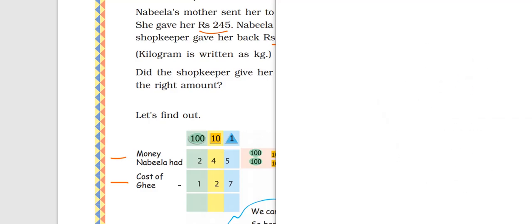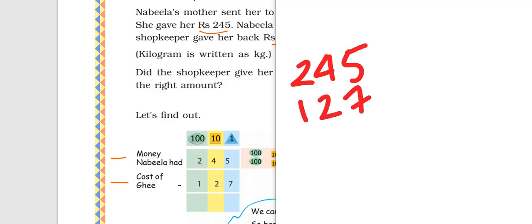Okay. You have 245 minus 127. So, we need to subtract 7 from 5. Can you do that? Open 5 fingers and close 7 fingers? No, you can't do that. So, what do we need to do? We need to borrow. Or, in other words, we need to regroup.